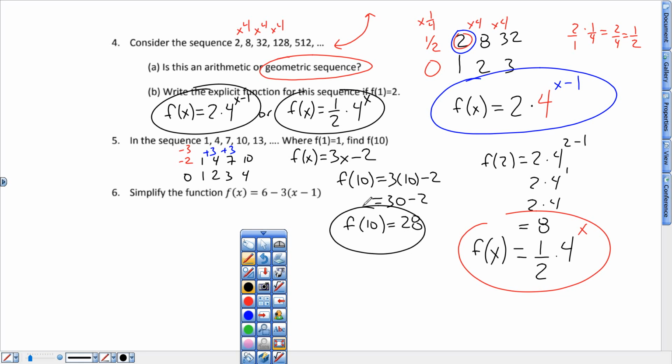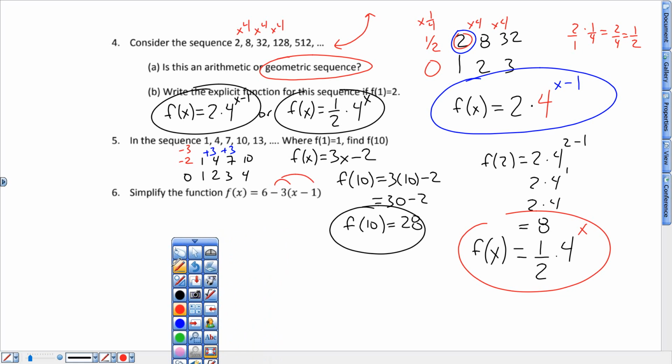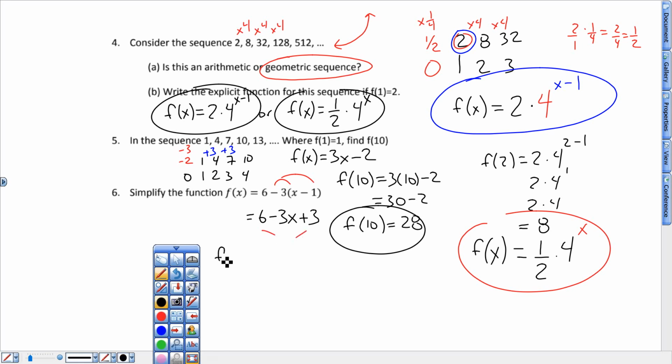All right, this one, simplify. All they want you to do is distribute and combine like terms. Distribute. So that gives me 6 minus 3x plus 3. And then just combine those two. So that should give me f of x equals negative 3x plus 9. Want to see that. That is the first term there. That is the same answer as the 0 term one. All right, keep rolling.